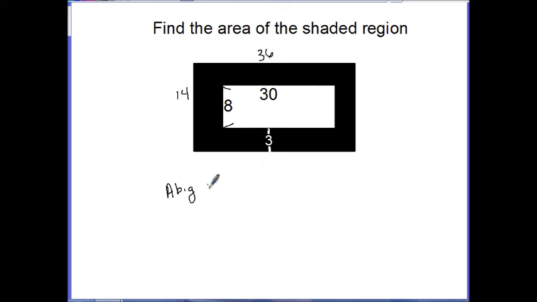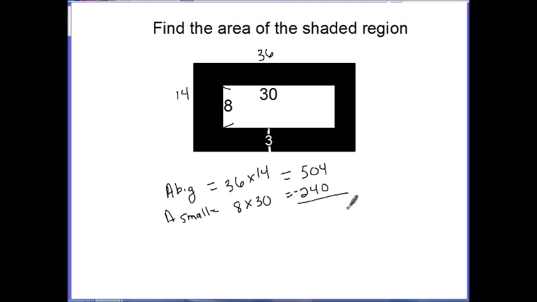So let's find the area of that big rectangle. We have 36 by 14, which gives me an overall area of 504 square units. Now, the area of that small rectangle that I want to take out, we have an 8 by 30, which gives me 240. We want to subtract that out, and we're left with 264 square units. And we're set.